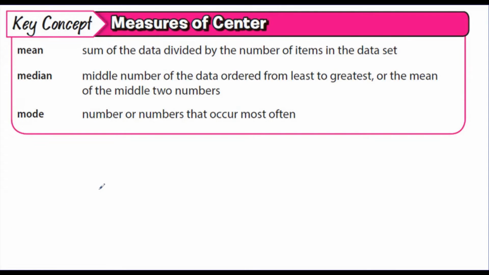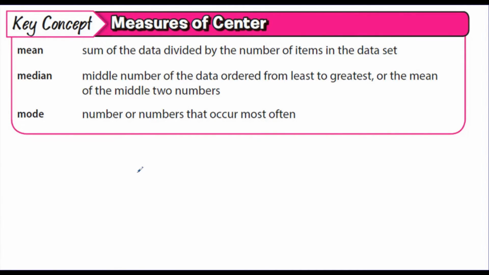Now, there are three types of measures of center. One of them is the mean, also known as the average. So to find the average or the mean of a set of numbers, we add all of the data up and divide by how many numbers we have in the data set. So it's the sum of the data divided by the number of items in the data set.